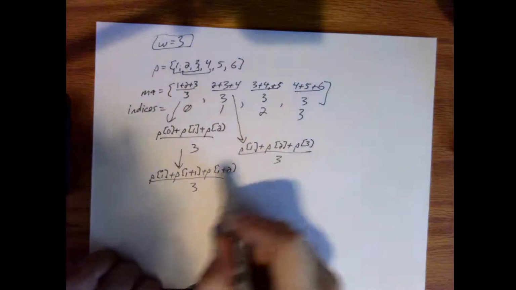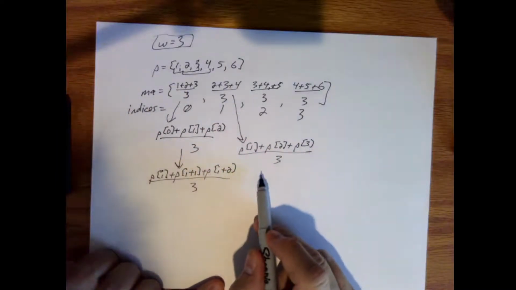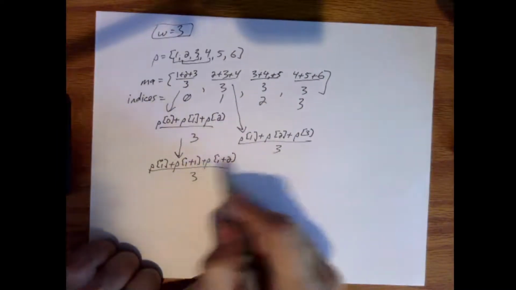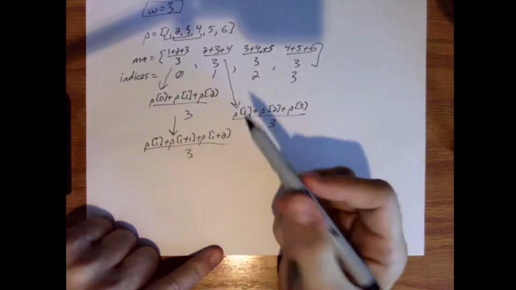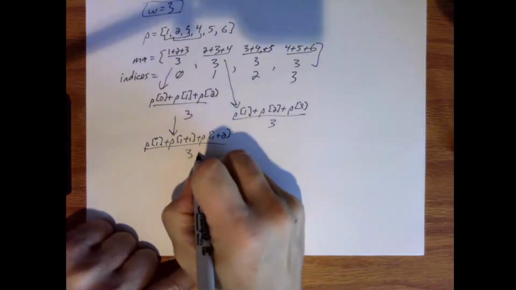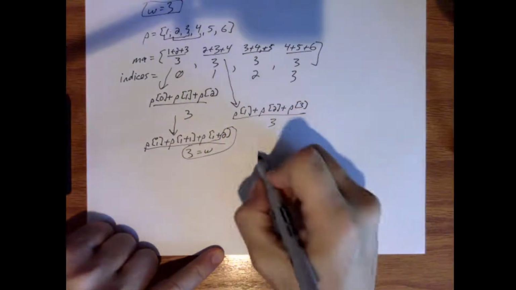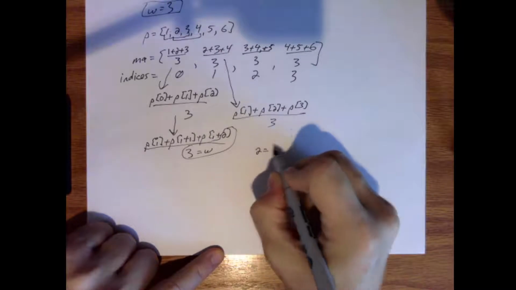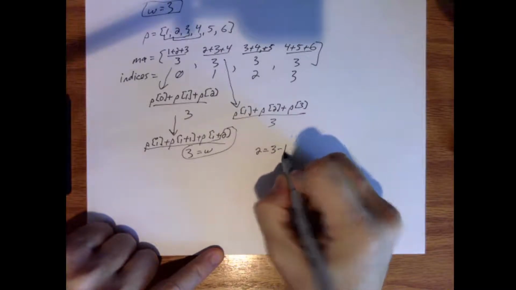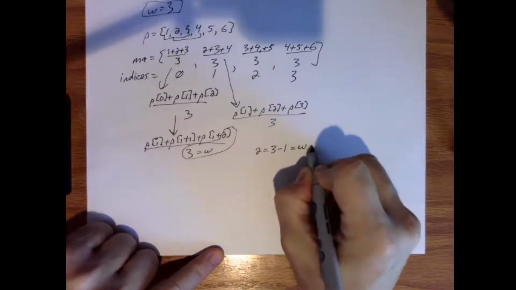So it looks like it generalizes to the top part if I'm using i, but this is still hard-coded, so how do I generalize from here? If this is my window, what's the relationship between this and this? Well, it turns out 2 is equal to 3 minus 1, which is equal to W minus 1.